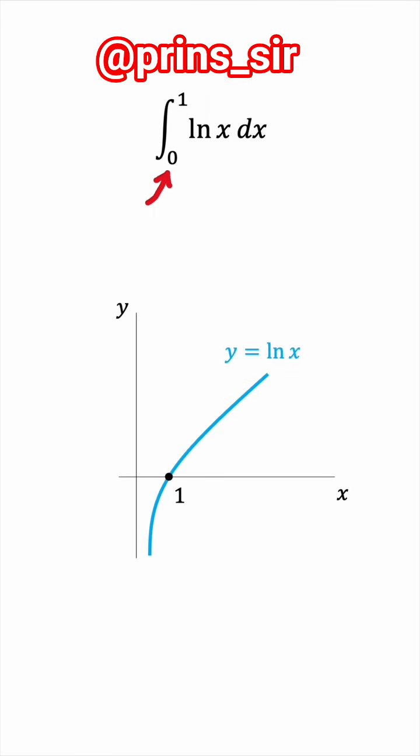What is the integral of ln x from 0 to 1? First, notice that this is an improper integral because ln x is not defined at 0. If we look at the graph of the natural log, we can see that the y-axis is an asymptote. The area we're trying to find is this area shaded in red.